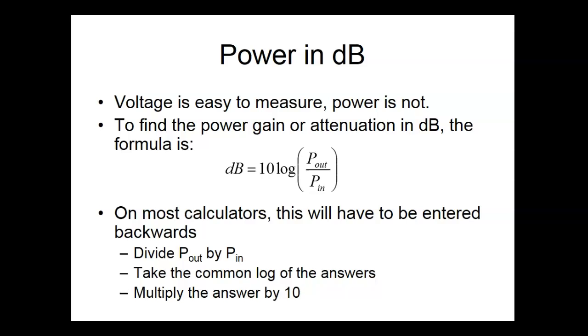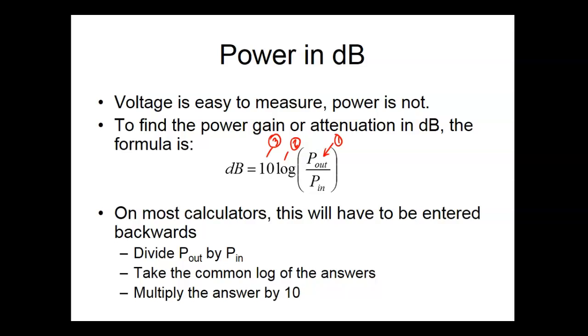So what would I do first? I take power out. I divide it by what? Power in. Then I would take the log of that, and then I would multiply it by 10. So a lot of our math formulas, we have to enter them backwards in our calculators. So you take the power out over power in, then you hit the log key, and then you multiply it by 10, and that gives you dB.